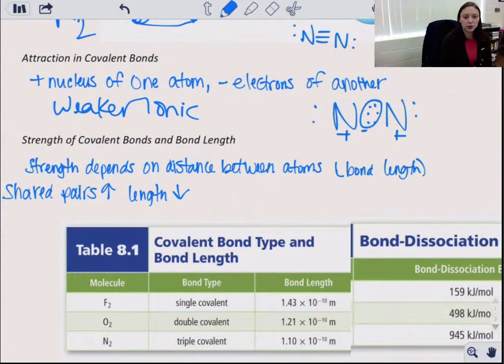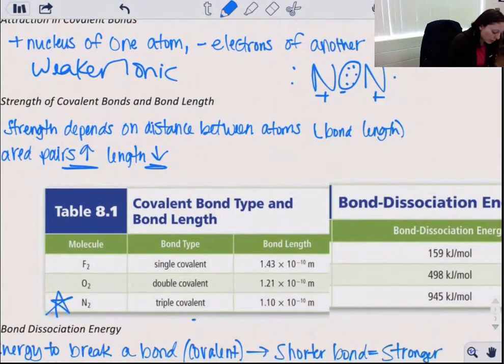Okay, so we have the strengths of covalent bonds and their bond length. They go hand in hand. Strength depends on the distance between the atoms. So if I look just at a covalent bond, the longer the bond, the weaker the bond. And if you have more shared pairs, my length is going to be less. So my triple bond down here with N2 is a triple covalent. See how this size here is smaller. 1.1 times 10 to the negative 10th is a lot smaller than 1.4 times 10 to the negative 10th.